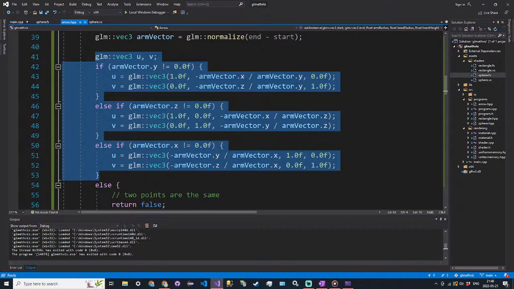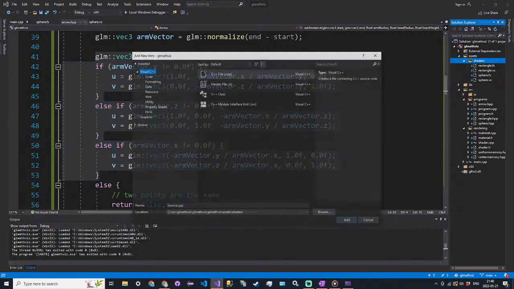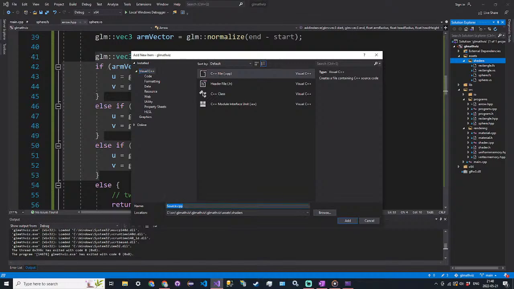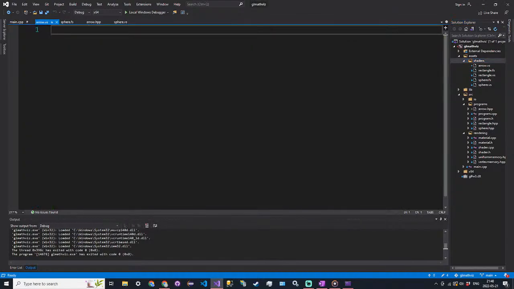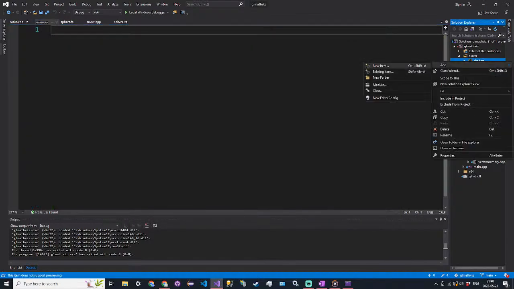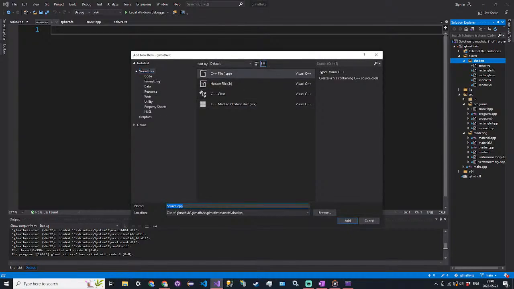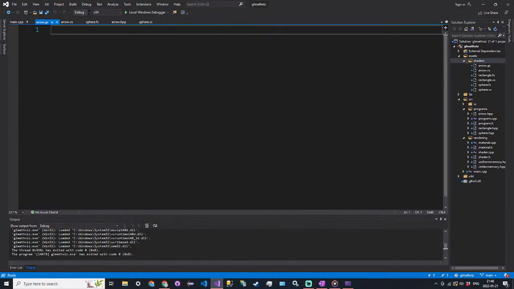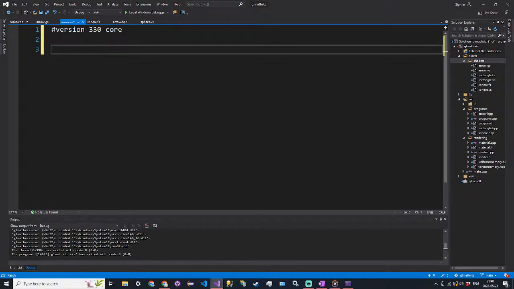All right. So in our shaders folder, we're going to create a new file called arrow.vs and arrow.gs for the geometry shader. We'll start with the vertex shader. So version 330 core, as with before. And I still haven't installed the extensions as someone told me to do last time. I need to do that.